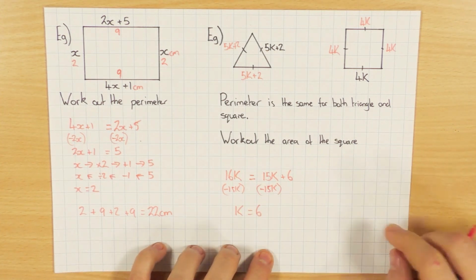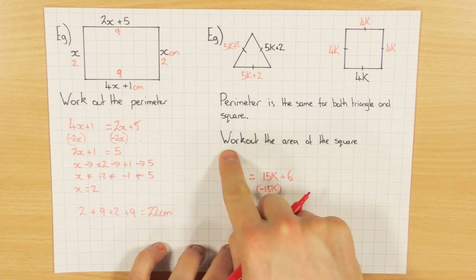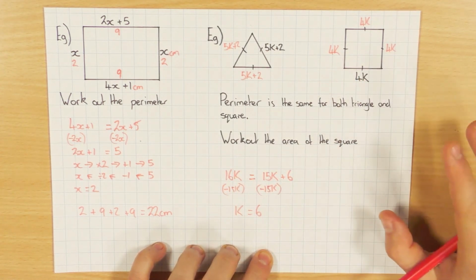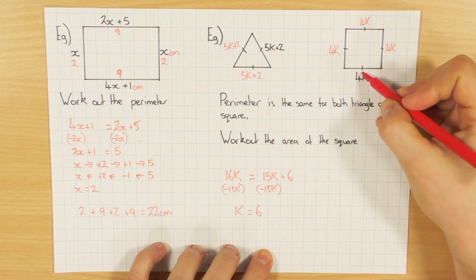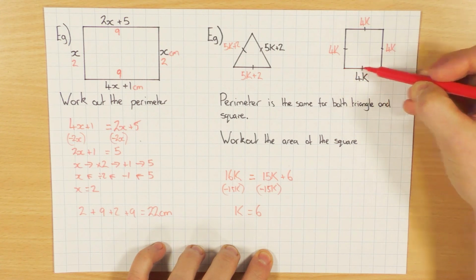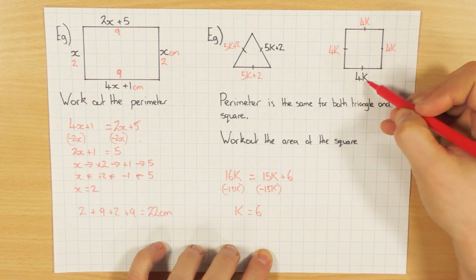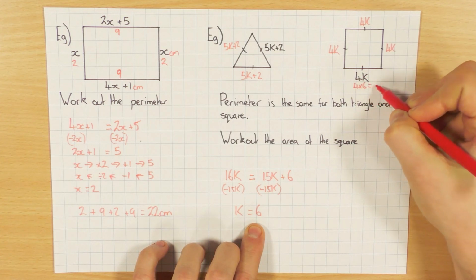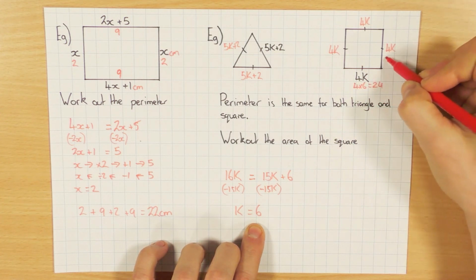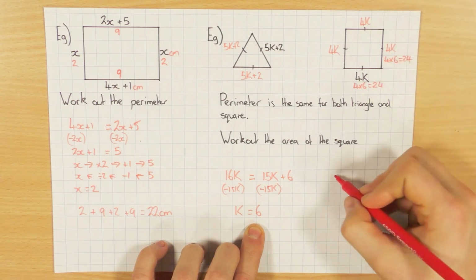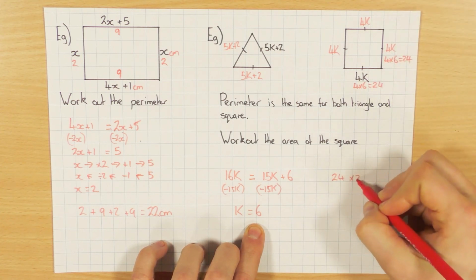So k is 6. But again, read the question. It says work out the area of the square. So don't just stop. Let's work out the area. To work out the area of a square, it's just the same as a rectangle and a parallelogram. Base times height. So 4k, so 4 times 6 is 24. And then 4 times 6 again is 24. So to work out the area, I need to do 24 times 24.